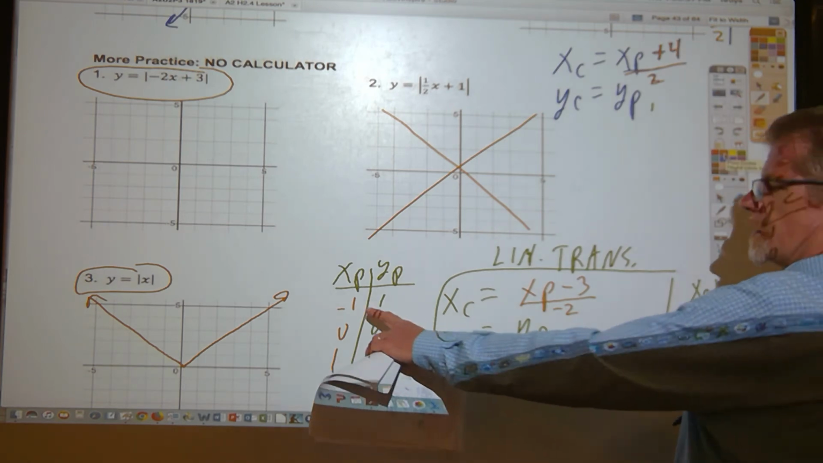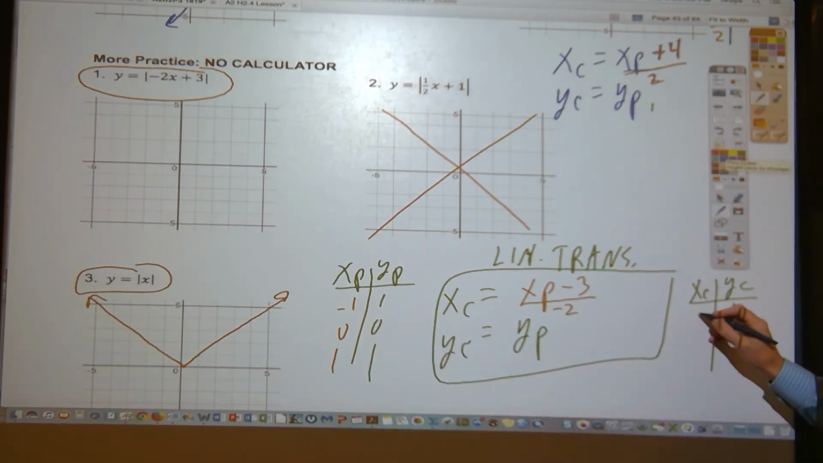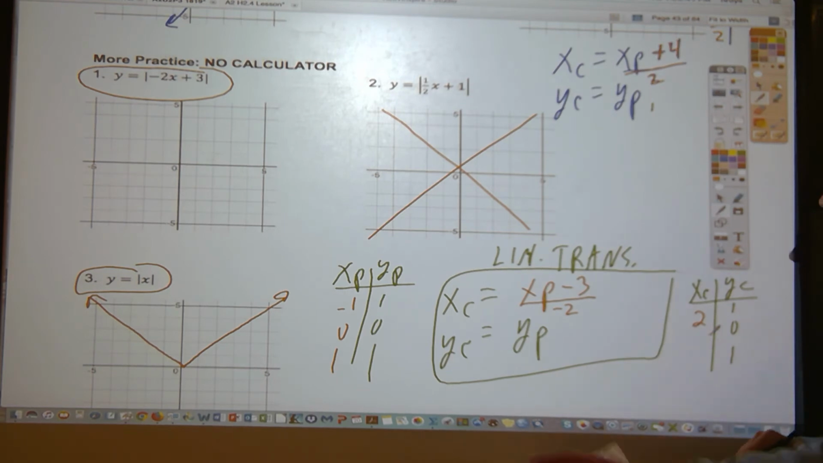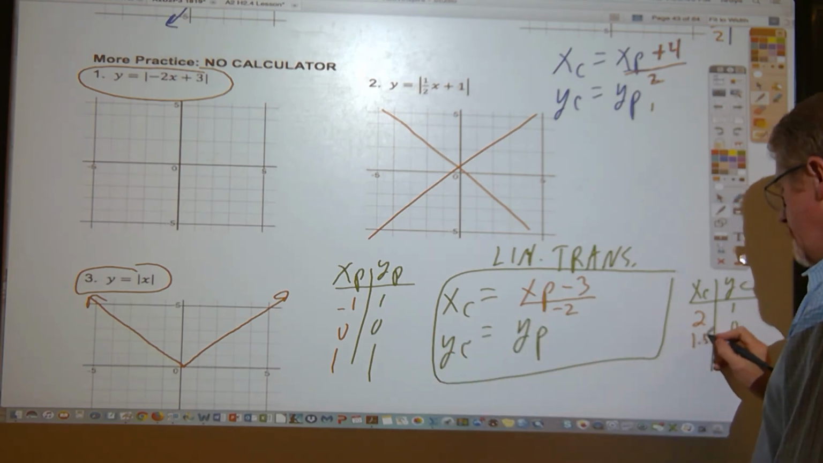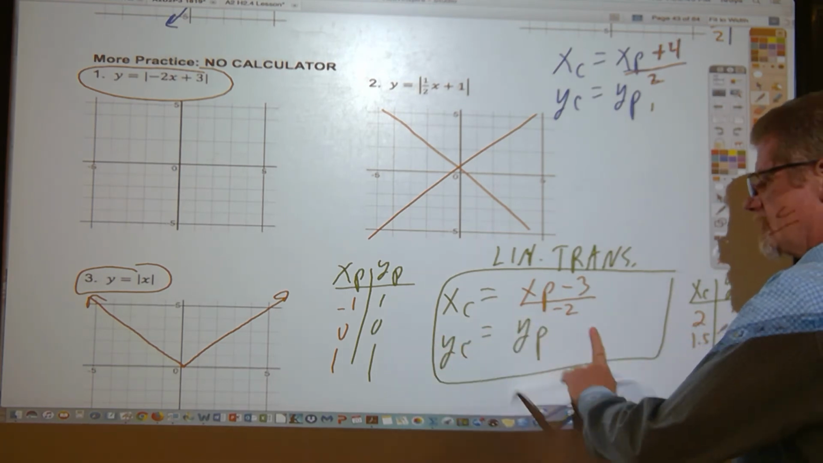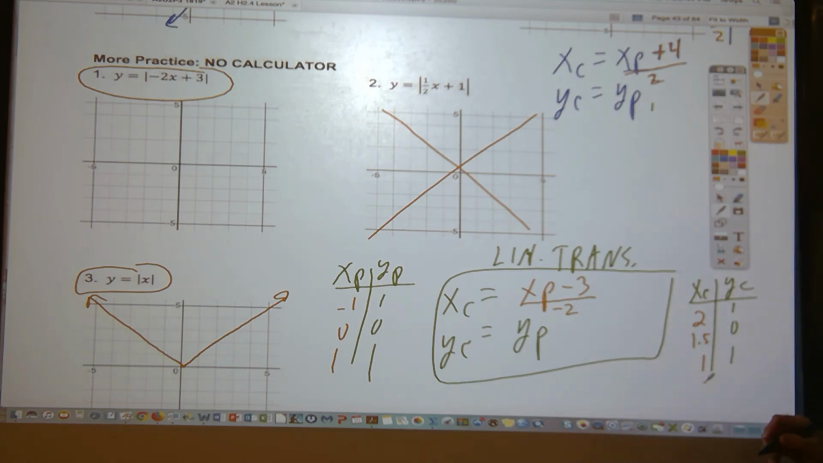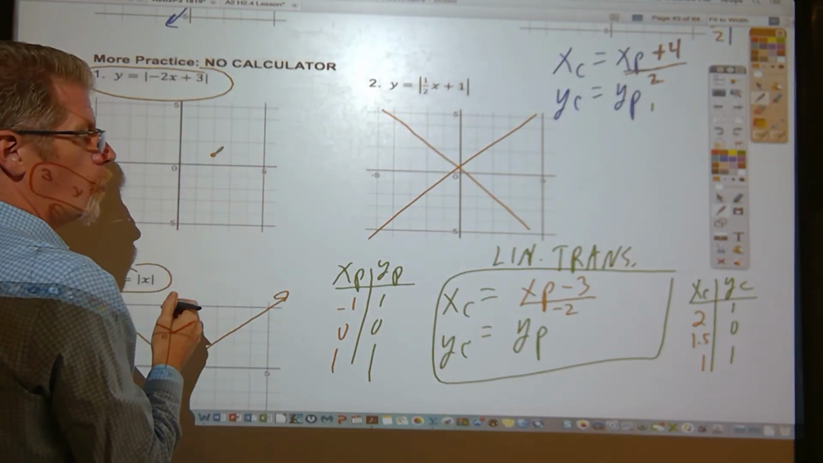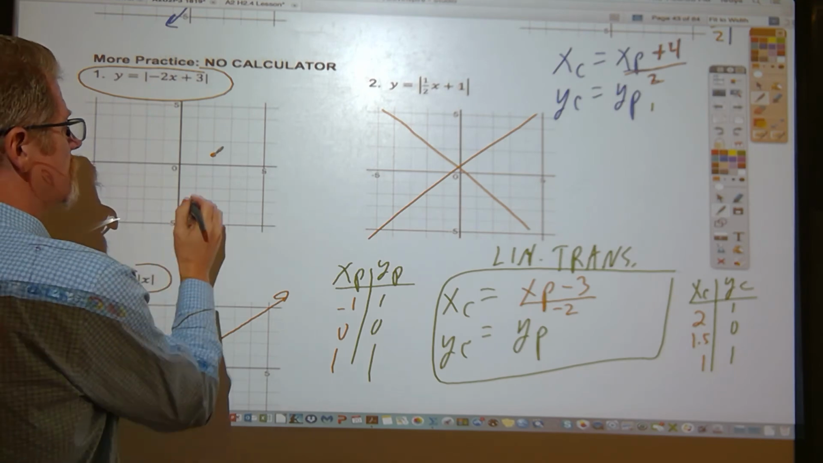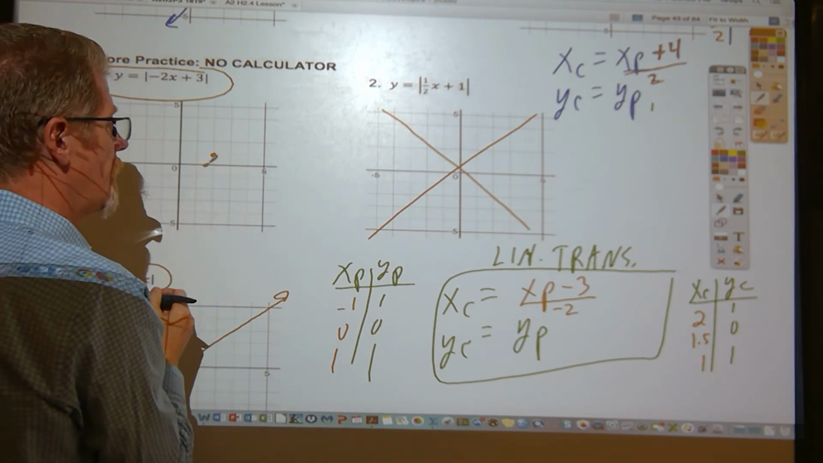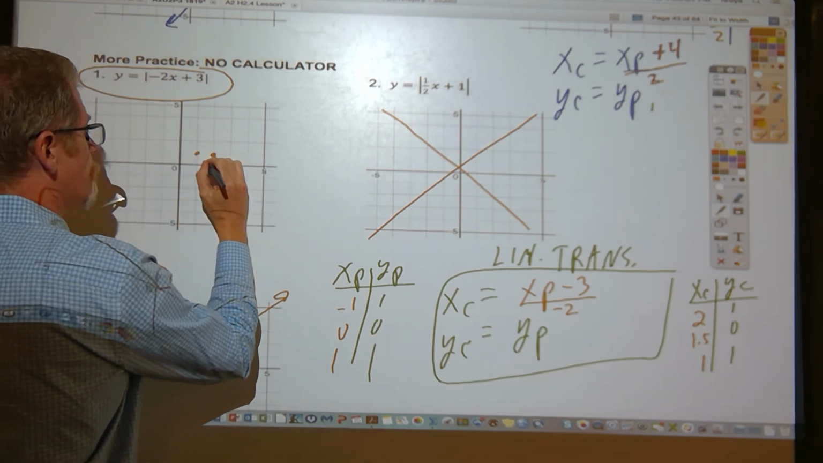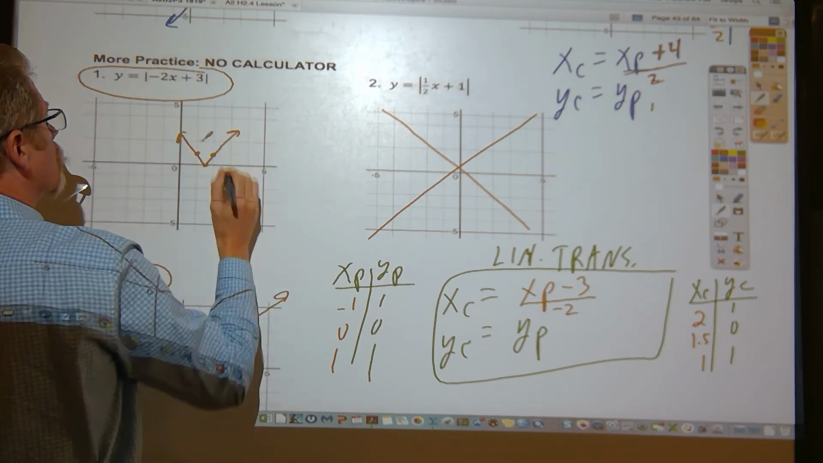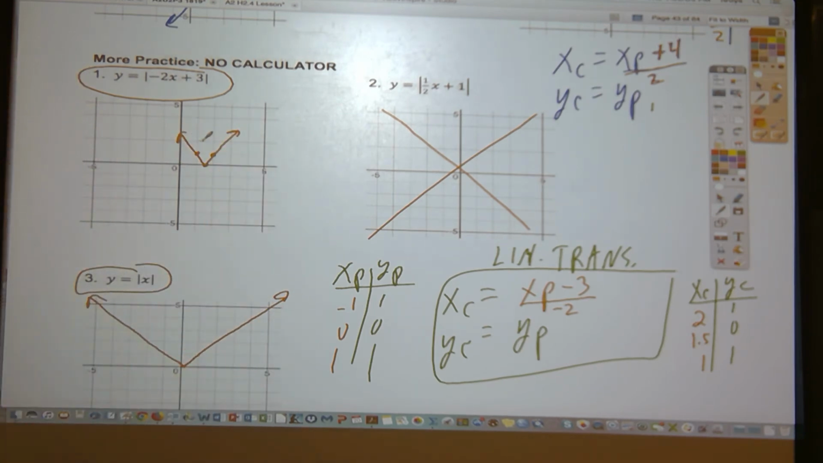So -1 minus 3 is -4, divided by -2 is 2. 0 minus 3, so that's going to be 1.5. And 1 minus 3 is -2, so that's going to be 1. So when you sketch the graph, you get (2, 1), (1.5, 0), and (1, 1). Okay?